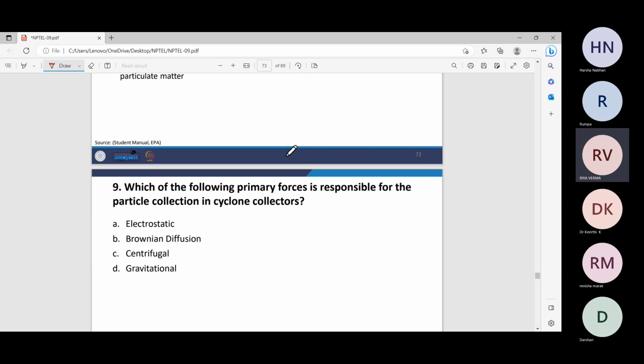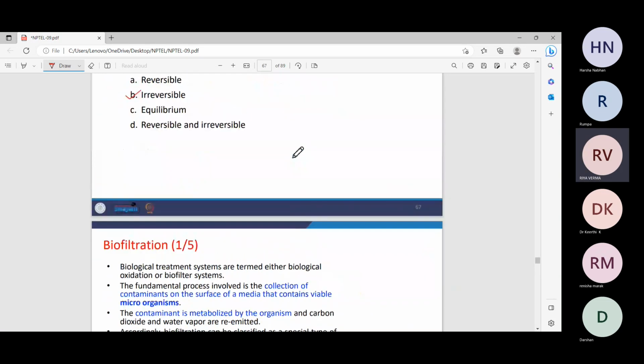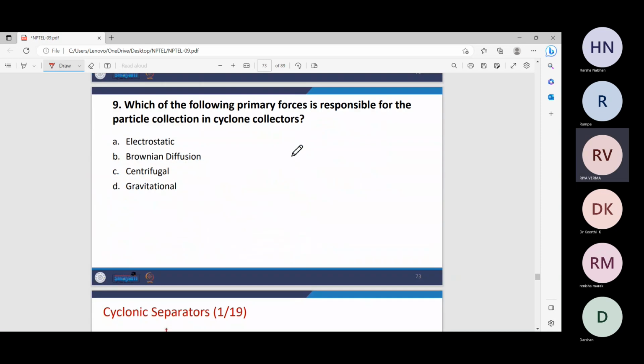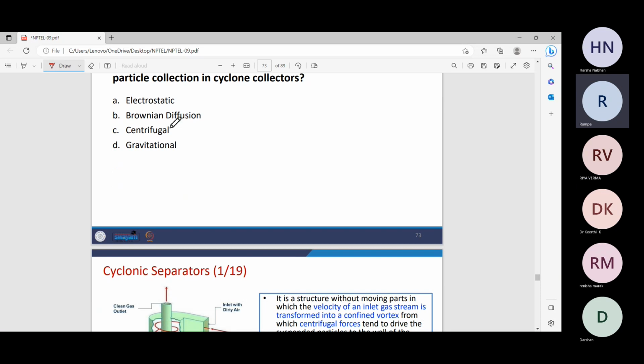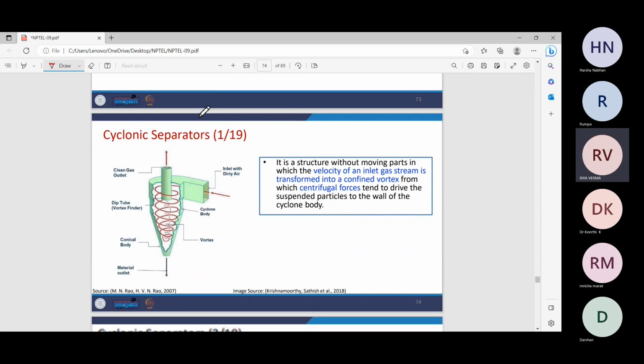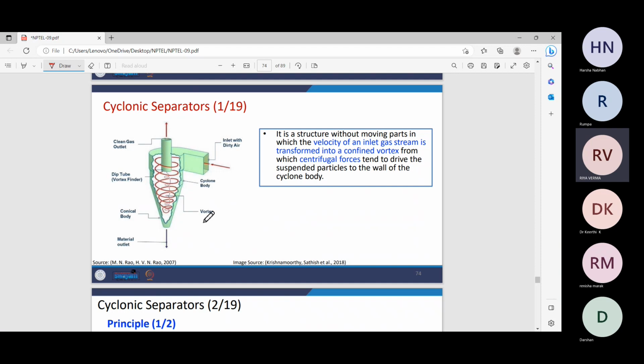Next, we have, I guess, answered this question. Which of the following primary forces is responsible for the particle collection in the cyclonic collectors? So we have electrostatic forces, then Brownian diffusion, then centrifugal forces, then gravitational forces. So in cyclonic collectors, what type of primary forces? Okay, so these are dry cyclones, these are not wet cyclones.